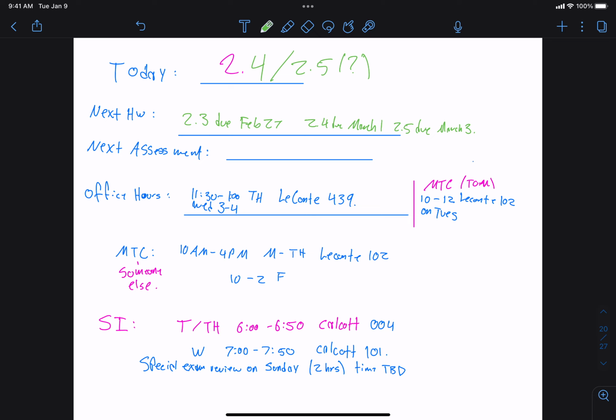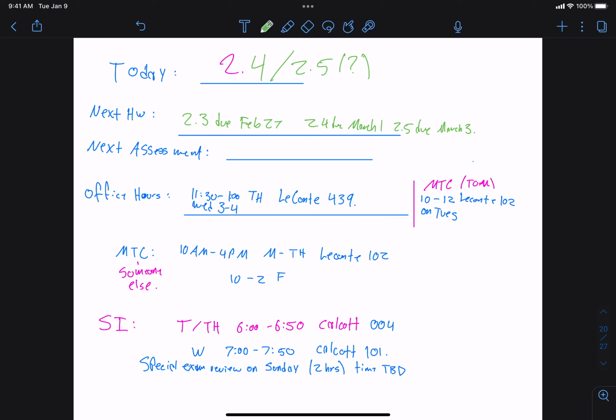Today we're going to continue our discussion of Chapter 2, where we're finally starting to get our hands on some actual calculus topics. So today we're going to cover Section 2.4, and if we have time, then we'll get to Section 2.5, but I'm not particularly worried about it.